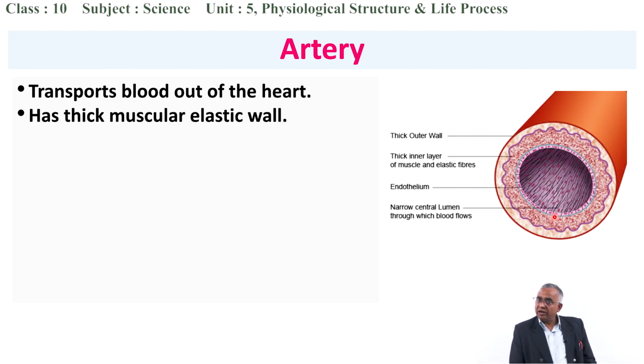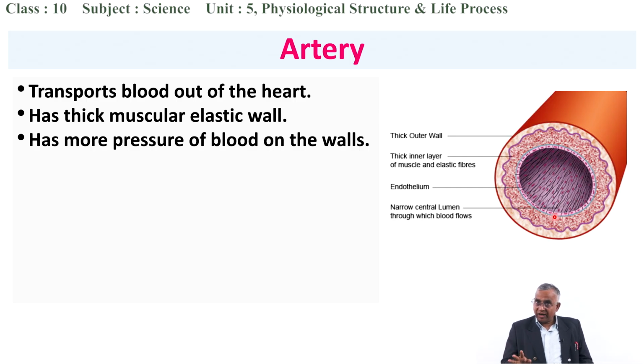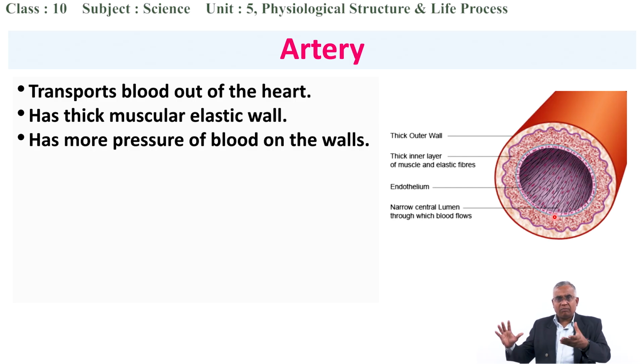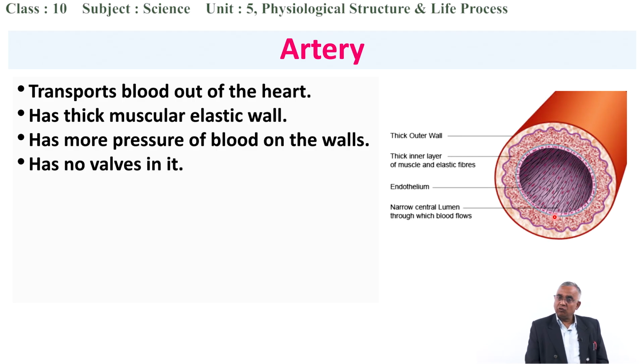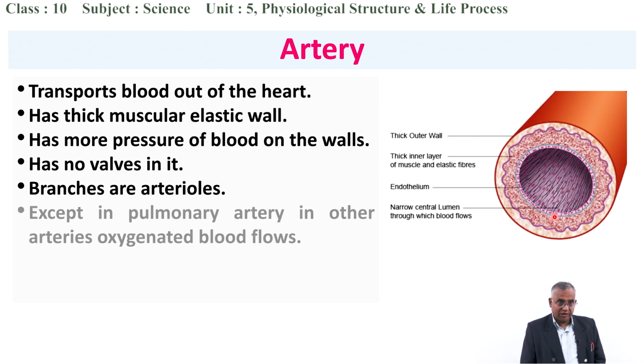Has thick muscular elastic wall and pressure of blood is more on the wall, because when ventricles contract, at first blood enters into arteries. So here is more pressure. And in veins, blood comes passing through capillaries, so blood pressure is less in them. Remember it. Has no valves in it, already finished. Branches of arteries are called as what? Arteriole. Already you are told it.